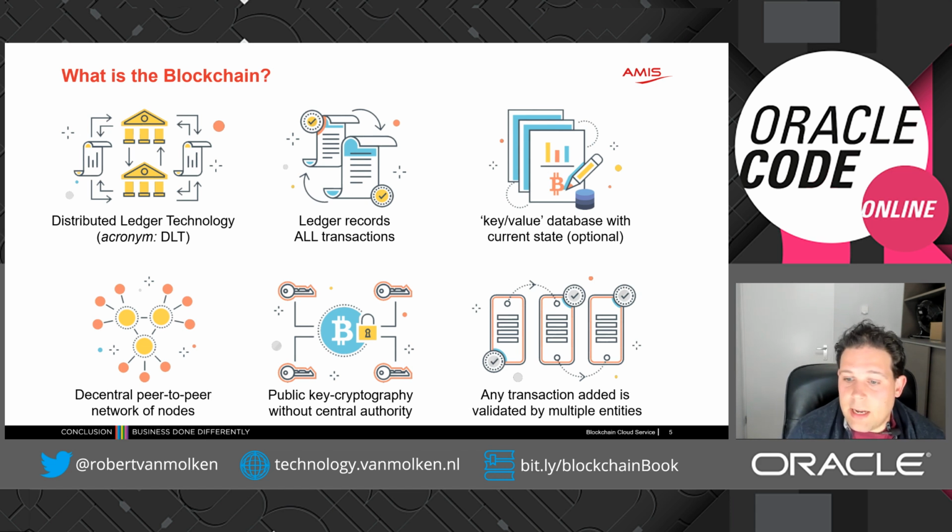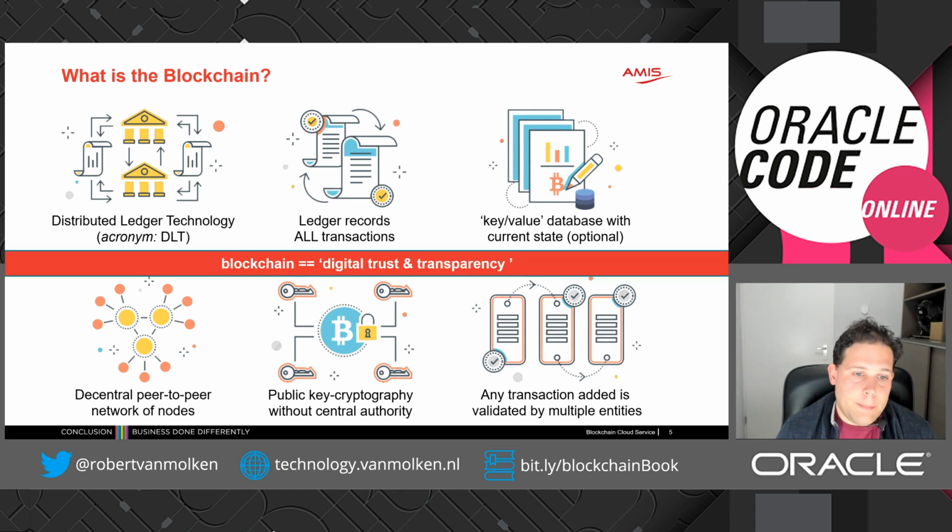The last thing here is that any transaction added needs to be validated by multiple entities. So in the network, the transactions are distributed, and then the majority of the nodes in the network need to agree, so reach consensus on what is submitted, and it does that following network rules, but also rules in a smart contract. So in this case, you can see that blockchain is a little bit like digital trust and transparency.